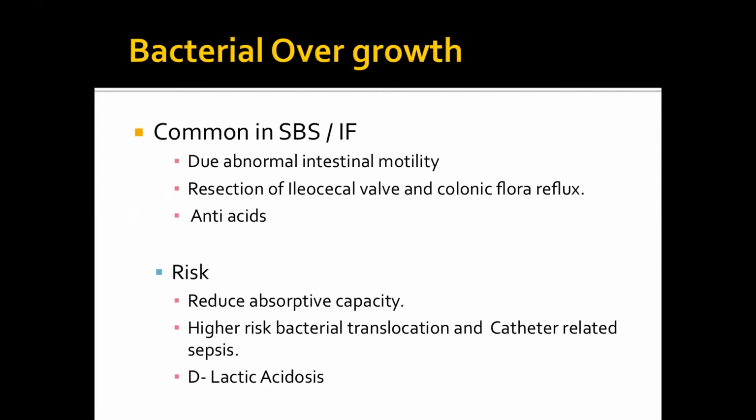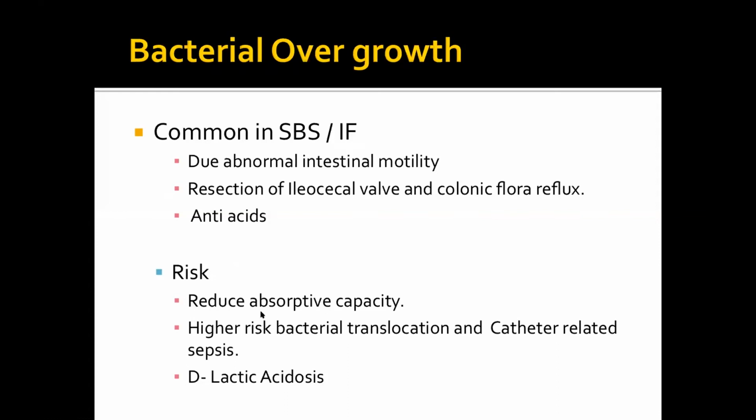Bacterial overgrowth is common among short bowel syndrome patients or intestinal failure patients. It's due to abnormal intestinal motility. The intestinal motility is slow, so the transit time is longer, and the natural flora will have more time to grow. Resection of the ileocecal valve will have reflux of colonic flora into the small intestine. The use of antacid will reduce the amount of acidity in the stomach, and the small intestine will give better media for the small bowel flora to grow.